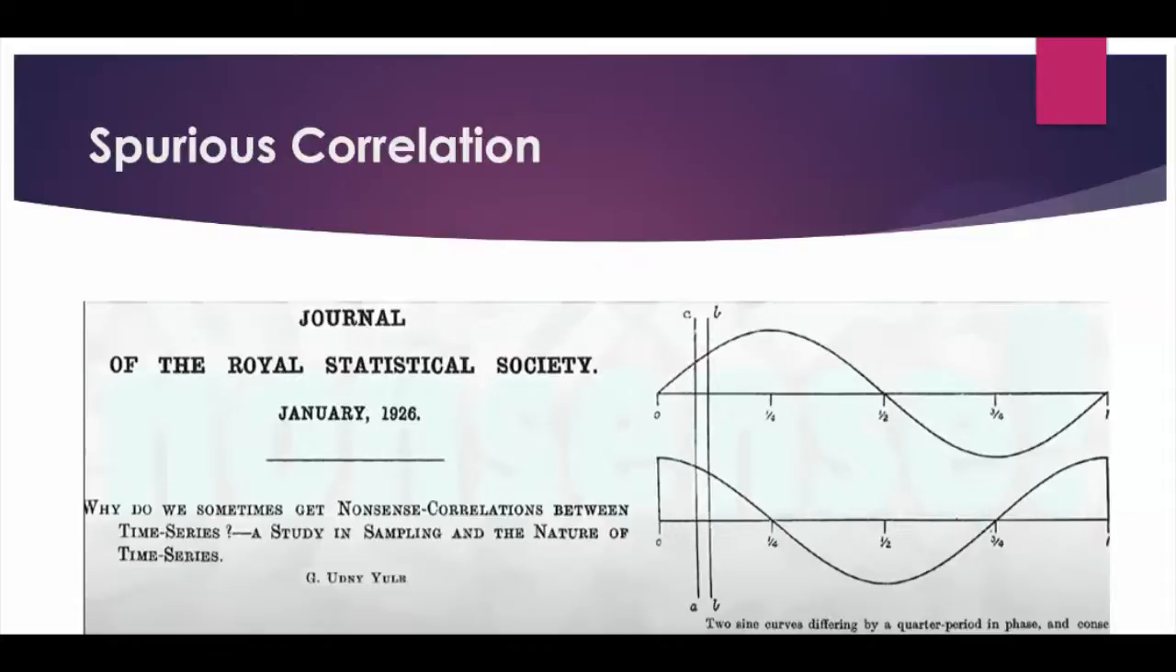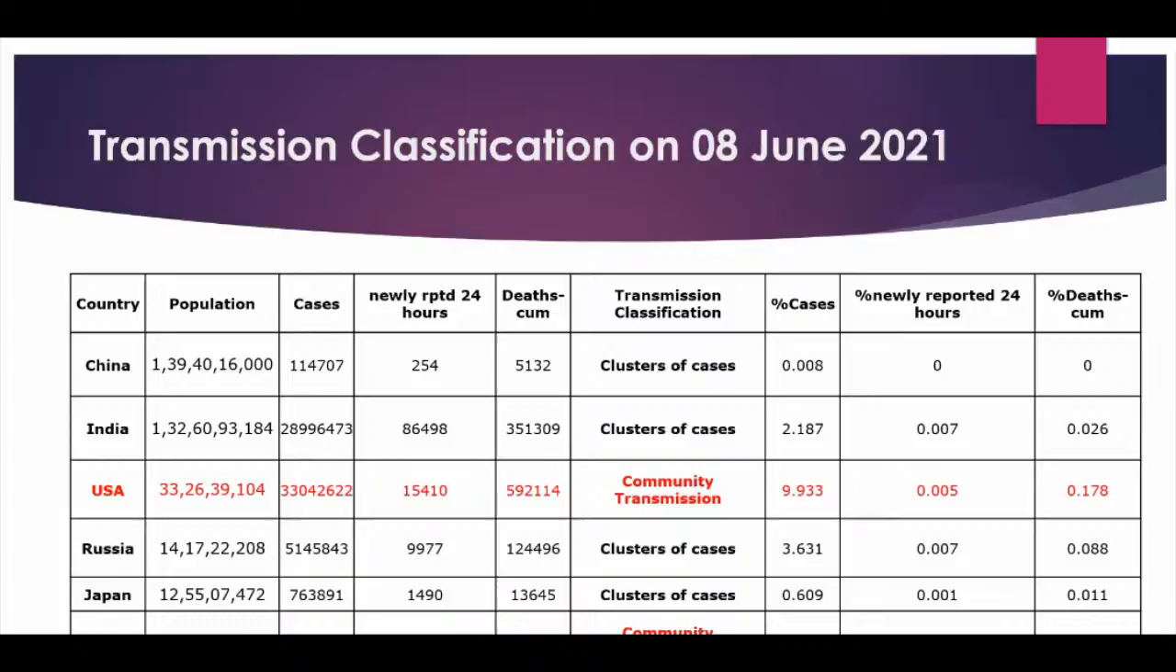So why do we sometimes get nonsense correlation between time series? We sometimes use the term nonsense correlation also. I study in sampling and the nature of time series, you can go through this. We can also apply this concept of correlation to identify similarities and study the behavior of time series. So this is the data set of different cities or states in India. They look very much similar, but if you perform multiple mathematical and analytical analyses on this, you will find which state is performing better compared to others.